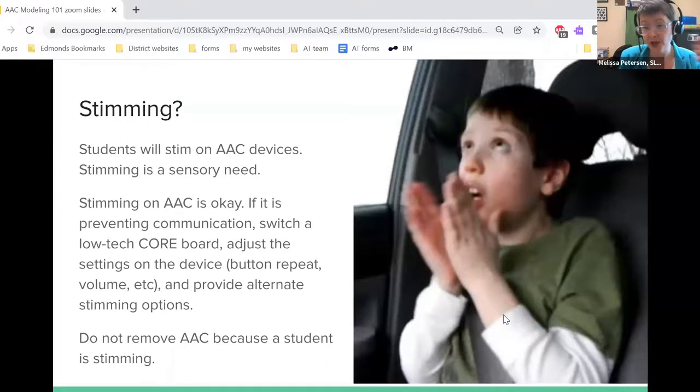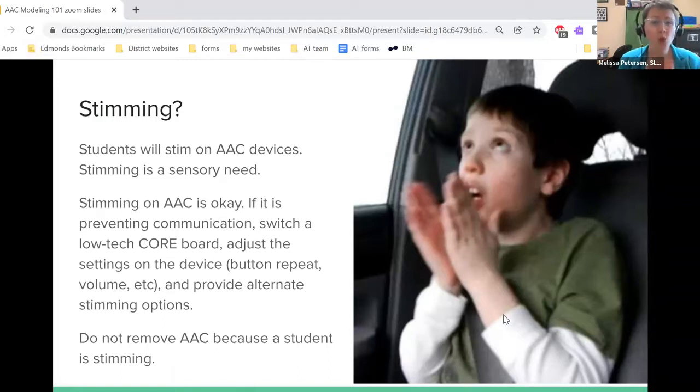For example, for the kid who was flapping his communication board, I gave him a laminated piece of cardboard instead, so he could flap with that. And he learned, this is my flapper, this is my talker. There are other things you can do with the settings on an iPad to make it so that stimming on the iPad isn't happening as much, but it's also okay if it is.